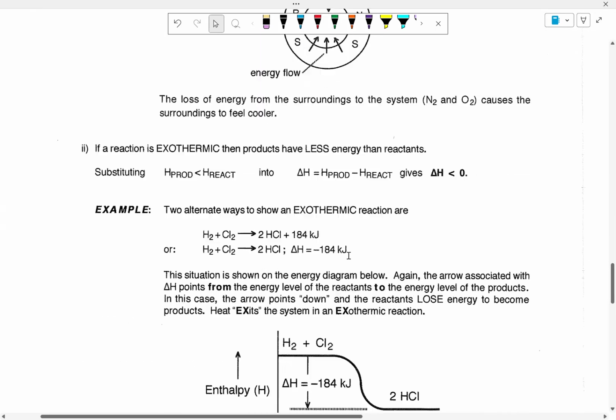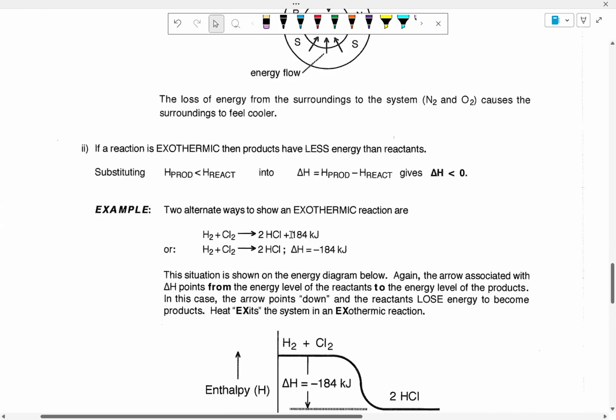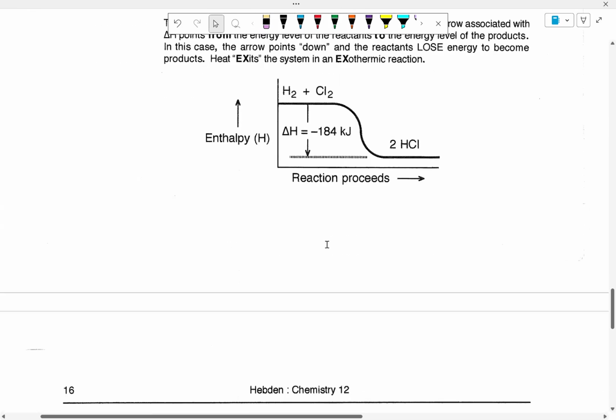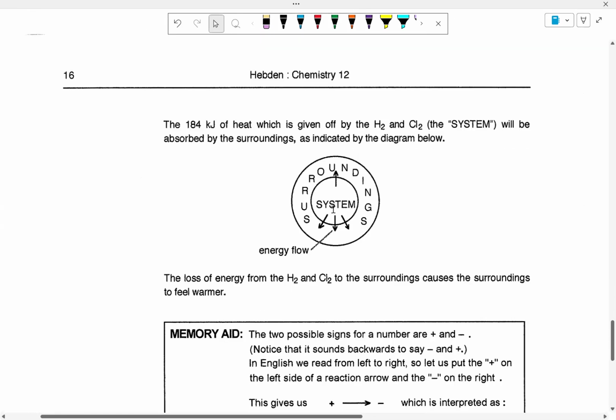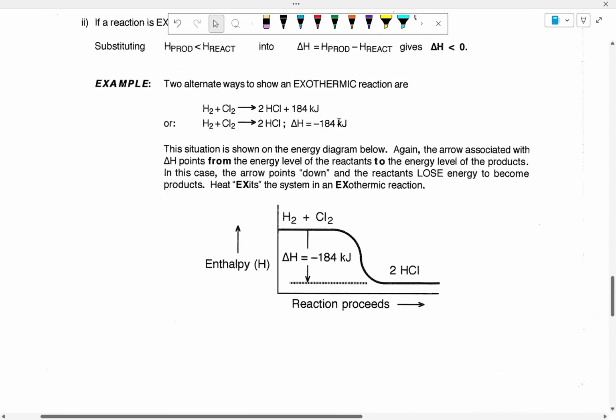Conversely, if it's exothermic, notice where the energy term is. It's in the products. Delta H is negative. And because it is releasing energy, it's losing heat. So that's why you have a negative delta H value. And because the surroundings are getting hotter, you're producing energy, and that energy is going into the surroundings. That is why you have the energy term in the products.